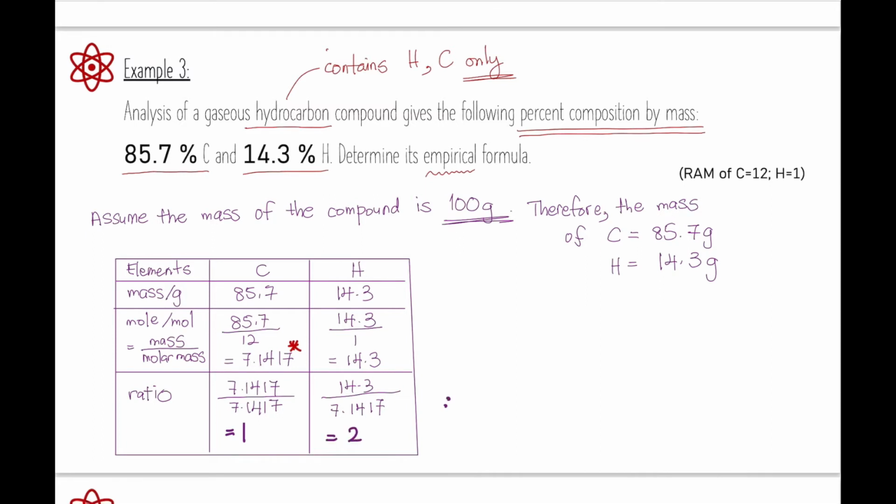And as usual, summarize your answer by writing them down next to the table. For this question, the empirical formula for the compound is CH2.